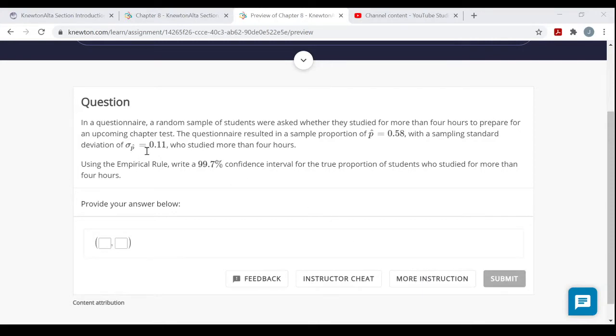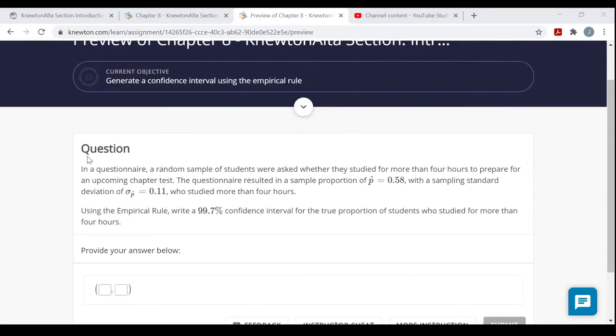All right, so I'm just going to go through it and let me show you how to work on a question like this. So this is generate a confidence interval using the empirical rule. Now hopefully you recall the empirical rule. That was that 68, 95, 99.7 rule related to normally distributed random variables, right? Bell-shaped, symmetrical bell-shaped curves. And I'll refresh your memory when we go through the question, of course.